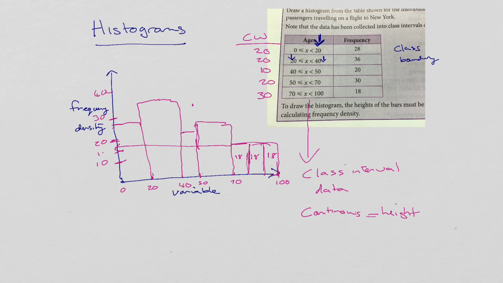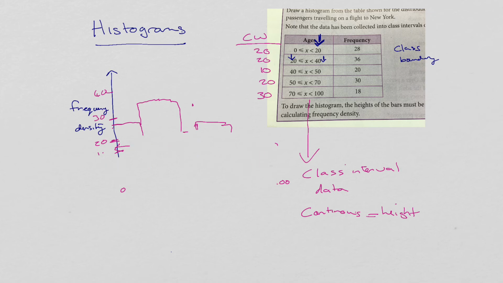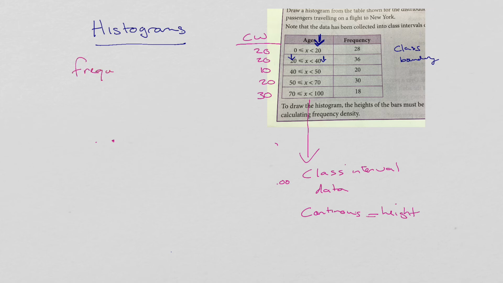So the way histograms work is you are plotting frequency density against the variable, and frequency density is taking area into account. So it's frequency density versus variable, not frequency, right? And frequency density is equal to the class width divided by the frequency.